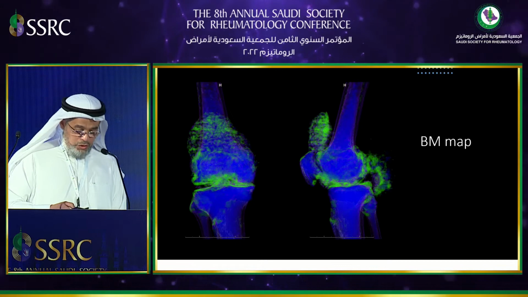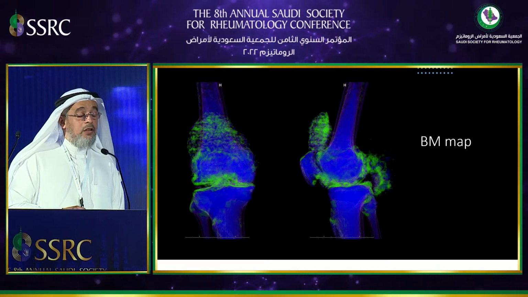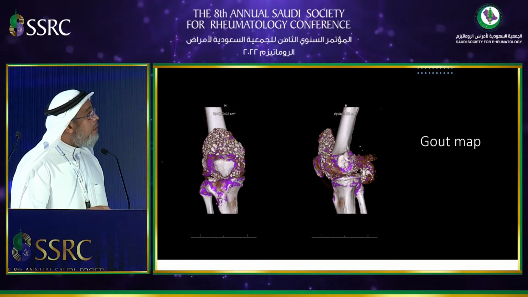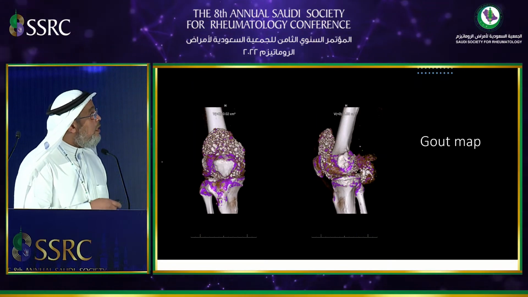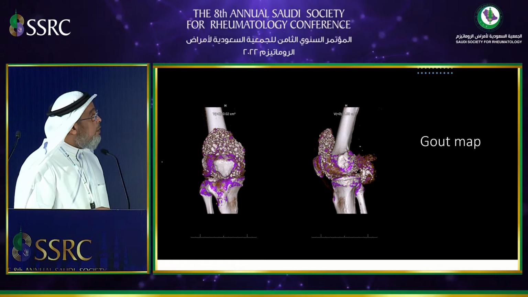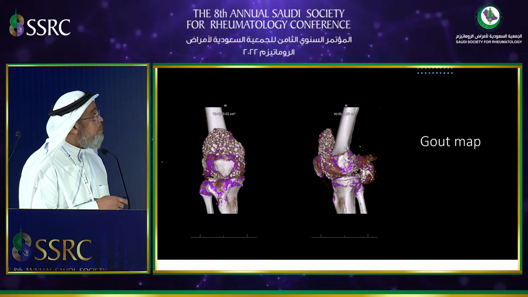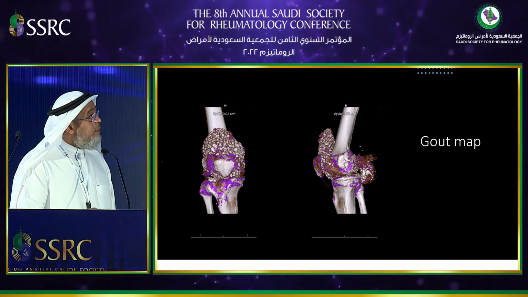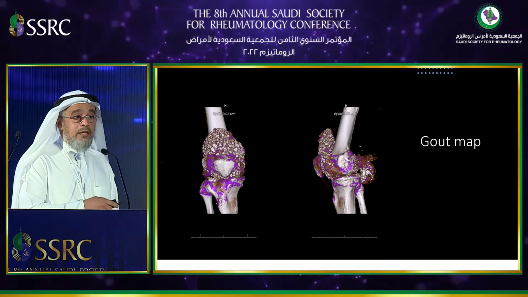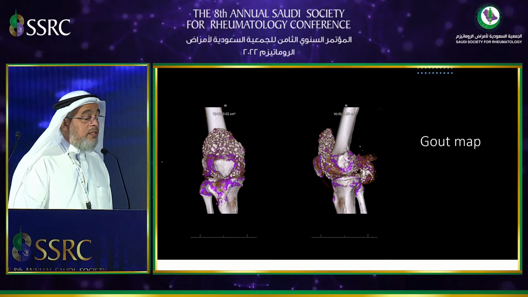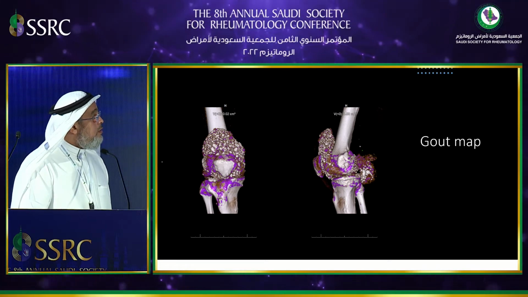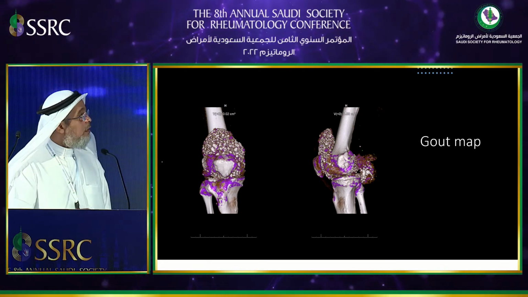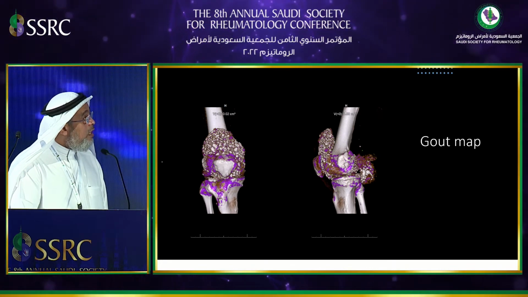With some newer technology, we can do bone marrow mapping and gout mapping. These are all negative. But what we know is that if you see the purple color, this is more towards calcium pyrophosphate, or CPPD, calcium pyrophosphate deposition disease. So it's not towards gouty arthropathy.